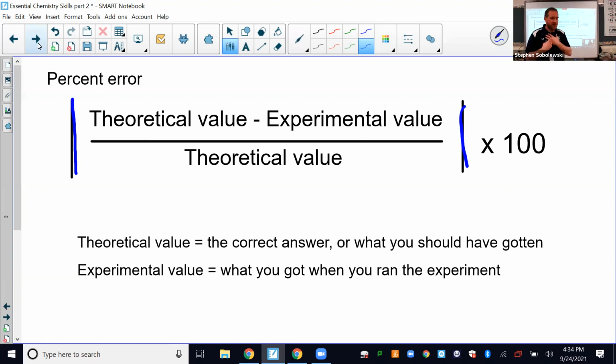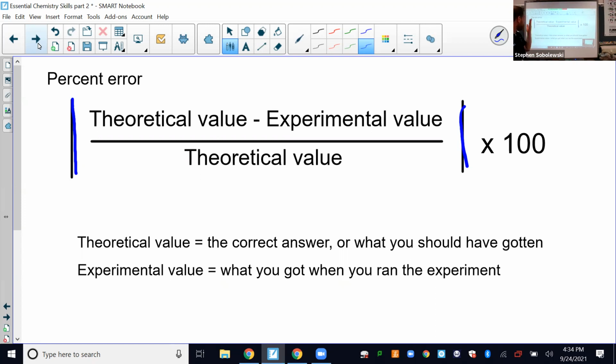In fact, when I do percent error, I tend to just take the bigger one minus the smaller one just to keep it positive. But you can do either order. If it's negative, make it positive. But you do have to divide it by theoretical. Okay? You can't divide by experimental. This will give you a decimal; times 100 makes it a percentage.